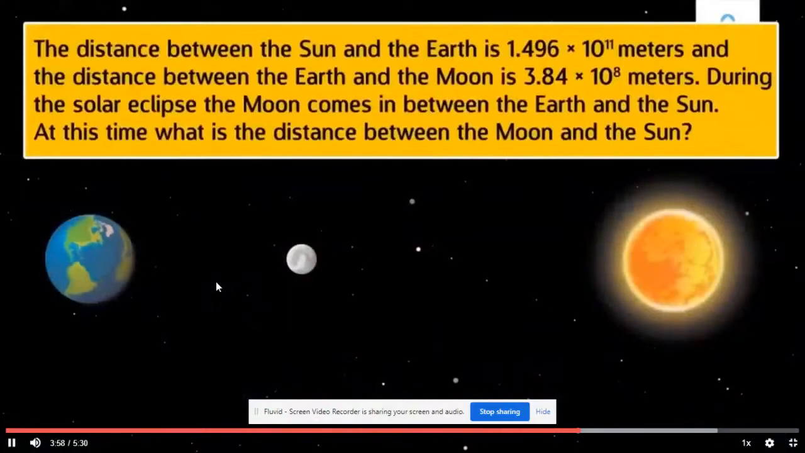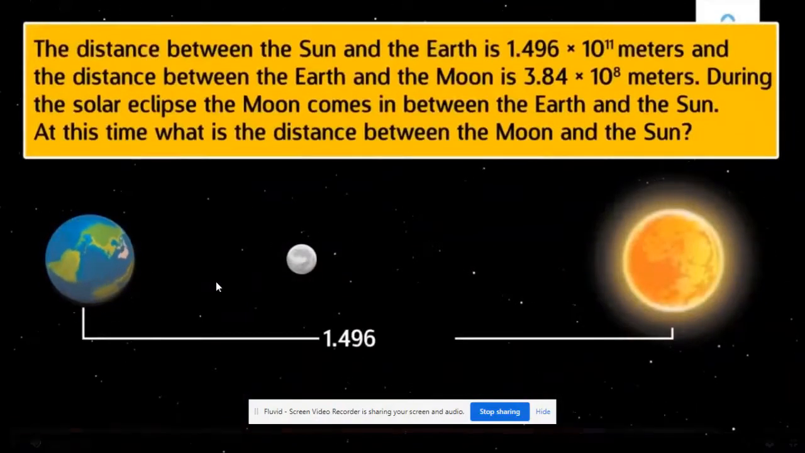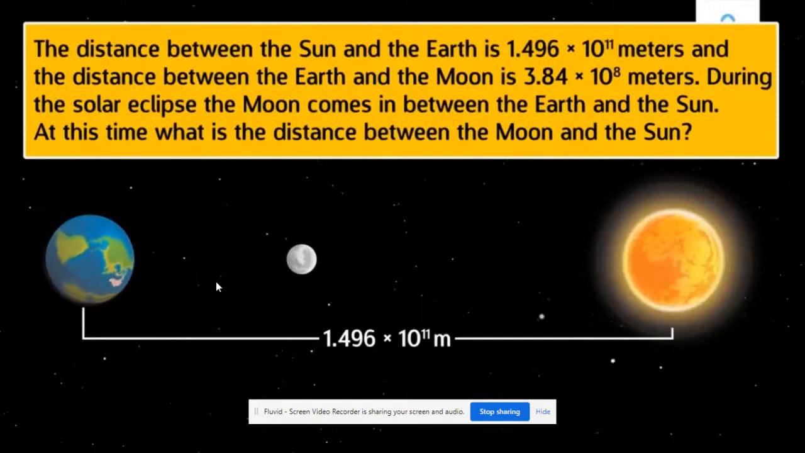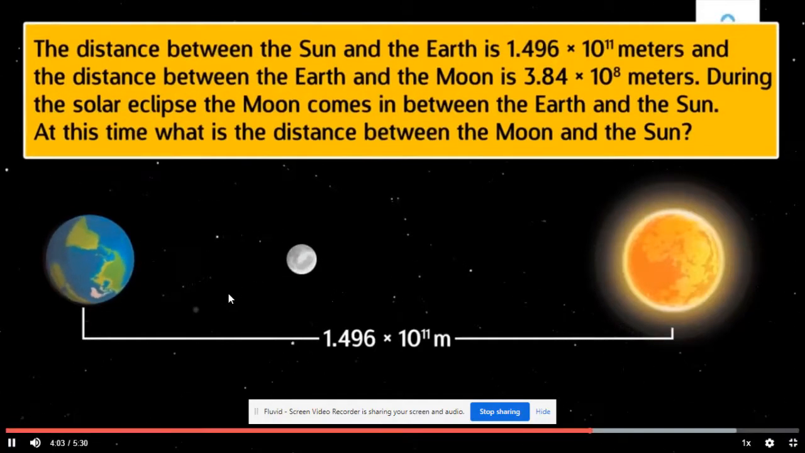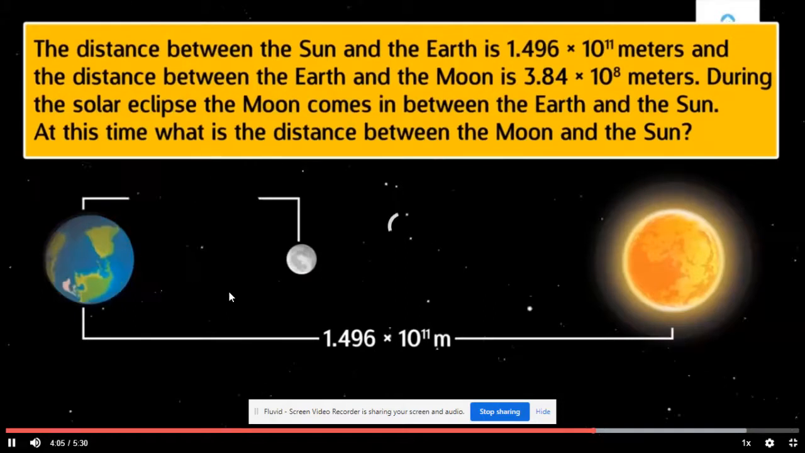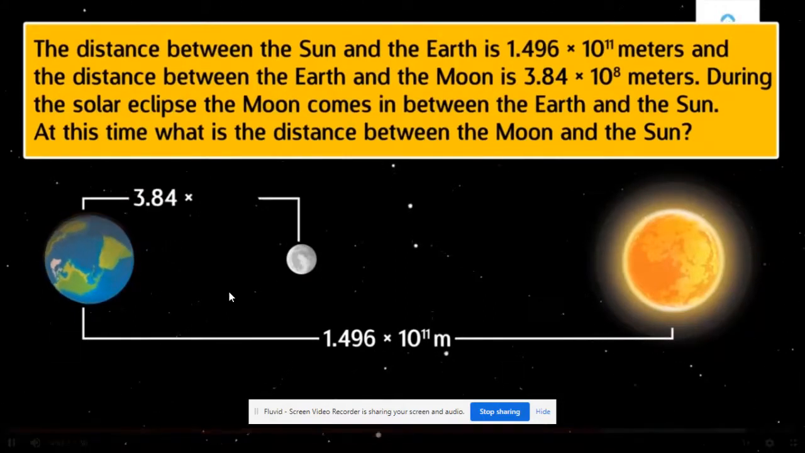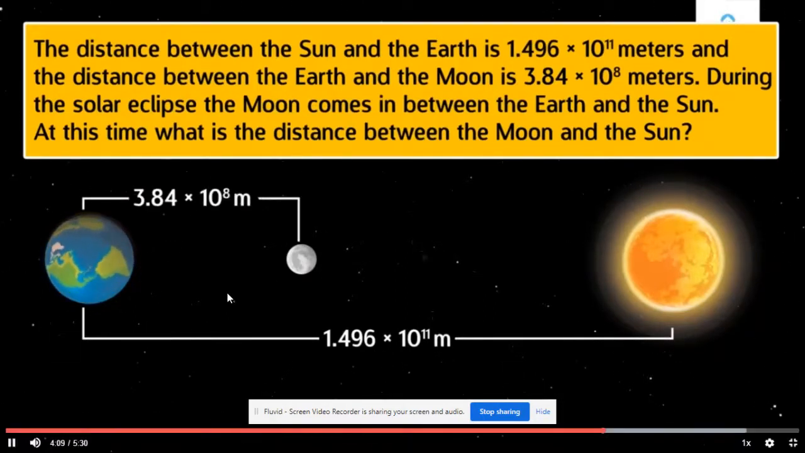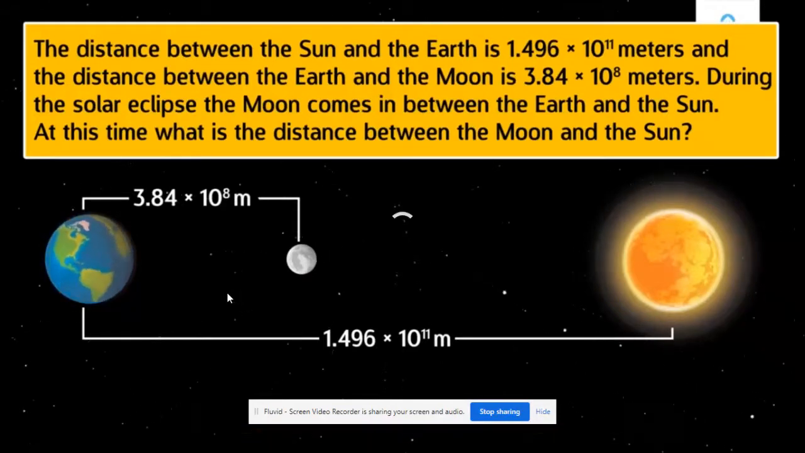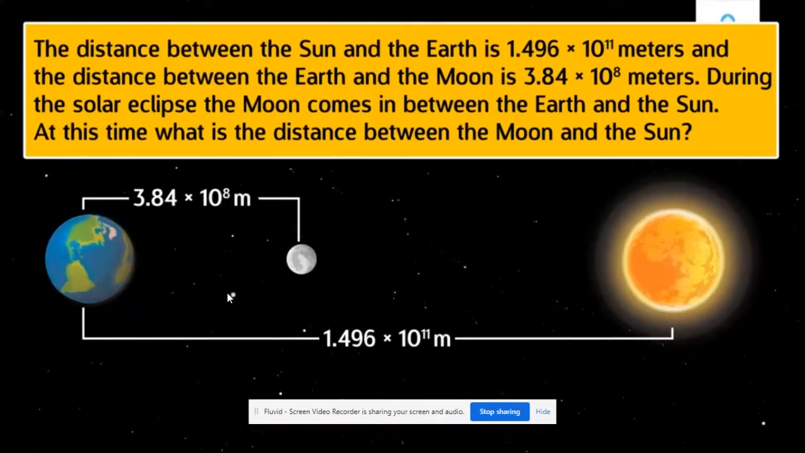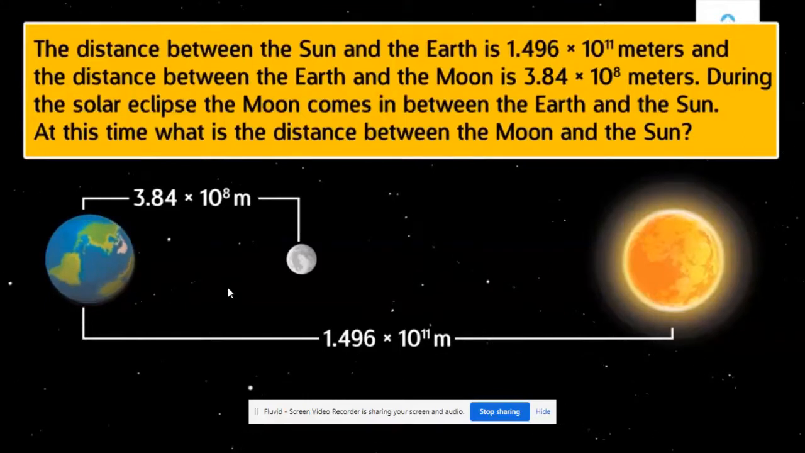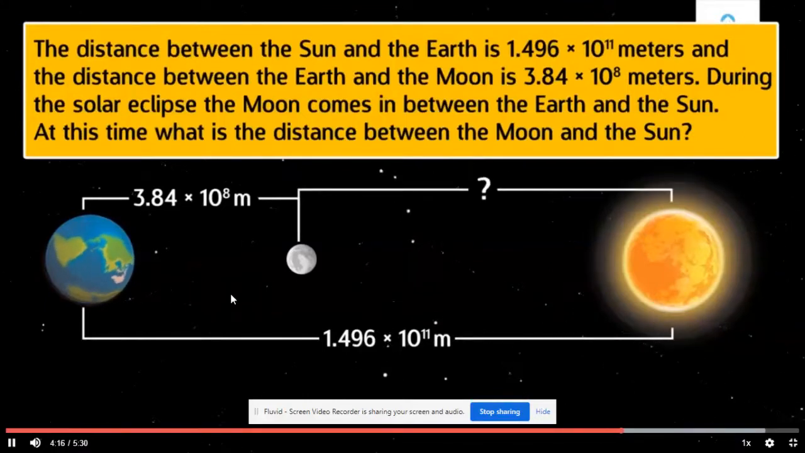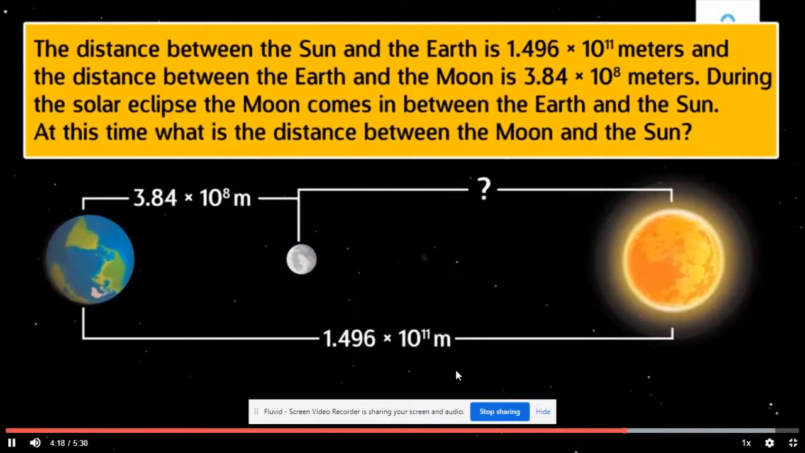Let us see how we can subtract numbers in the standard form. The distance between the Sun and the Earth is 1.496 times 10 raised to the power of 11 meters and the distance between the Earth and the Moon is 3.84 times 10 raised to the power of 8 meters. During the solar eclipse, the Moon comes between the Earth and the Sun. At this time, what is the distance between the Moon and the Sun?